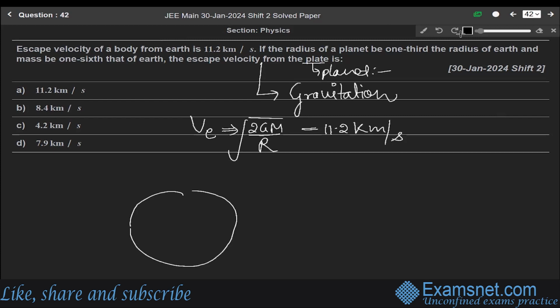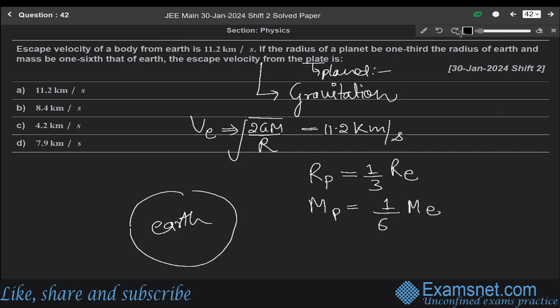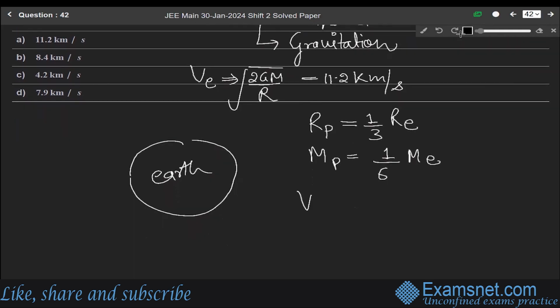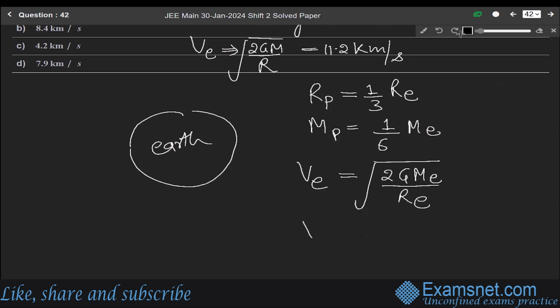The radius of the planet, according to the question, is one third of the radius of the Earth, and the mass of the planet is equal to one sixth of the mass of the Earth. We have to find the escape velocity from the planet. The escape velocity of the Earth is under root 2GMe over Re, and the escape velocity of the planet will be under root 2GMp over Rp.